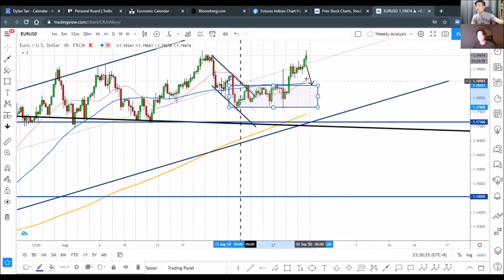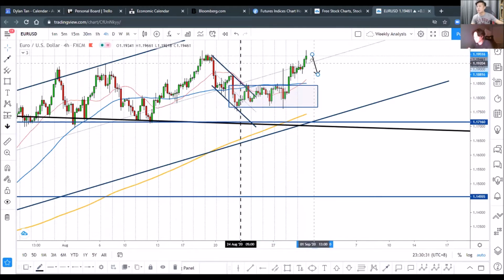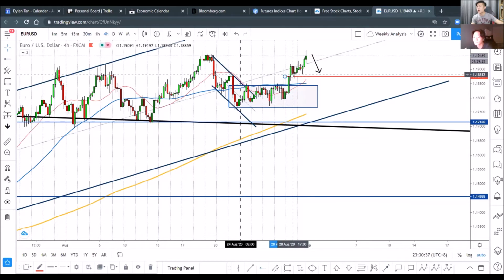So I was waiting for the pullback and the retest, but nevertheless it didn't happen. Since it has come out at this price, I think we can continue to wait for the pullback back to this support level right here. Could be a good price for us to consider going for the buy again for the euro dollar.